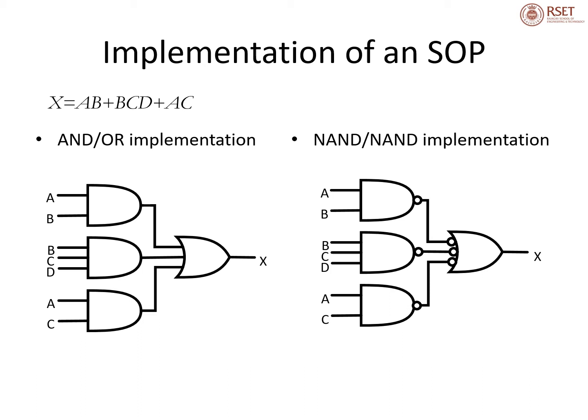Now SOP can be implemented using the AND-OR implementation, or you can go with the NAND implementation. For example, the given example, x is equal to ab plus bcd plus ac, has been implemented using AND-OR implementation in the left hand side figure, and using the NAND implementation in the right hand side figure.